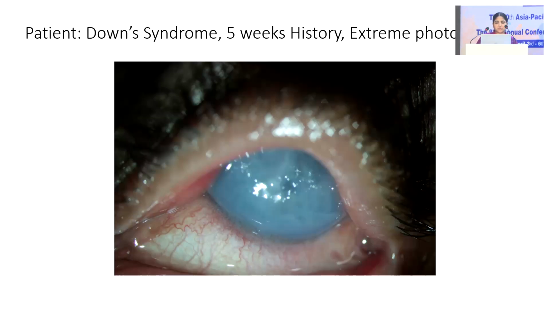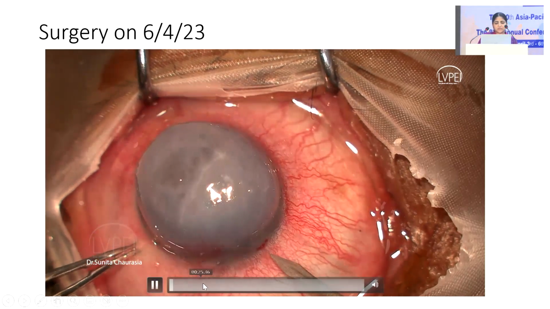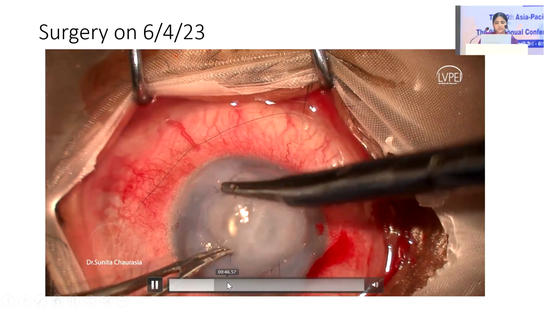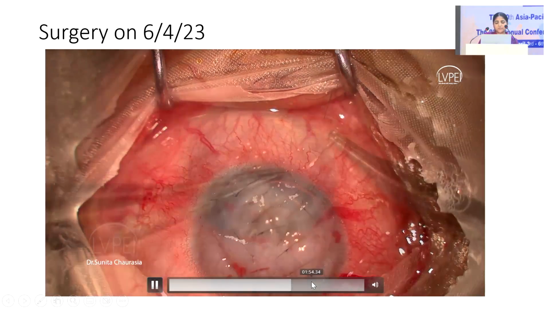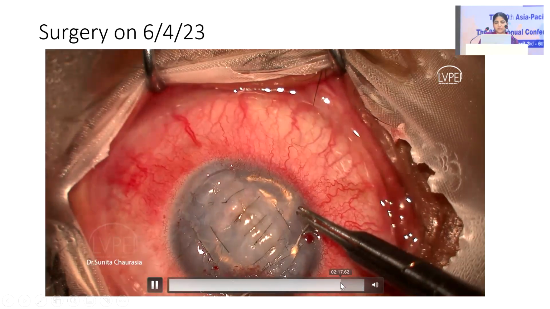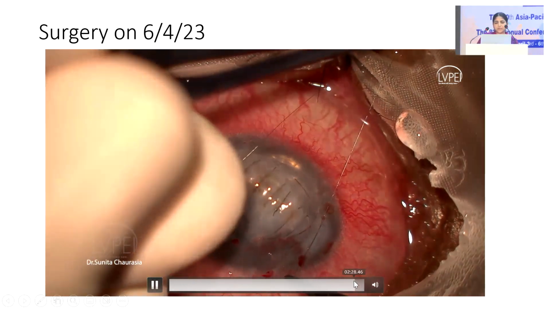This is one more case, of Down syndrome. This patient presented 5 weeks later and had extreme photophobia and was very symptomatic. For this reason, the intervention was undertaken, and in a similar fashion, sutures were applied. In such a large eye drops also, it helps in remarkable resolution of edema intraoperatively and in the post-operative period as well by the similar technique.